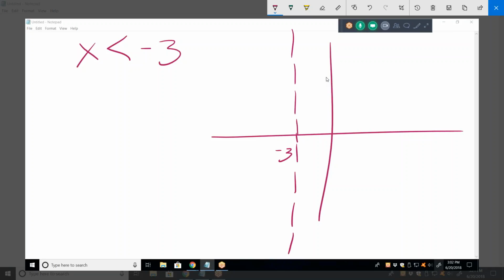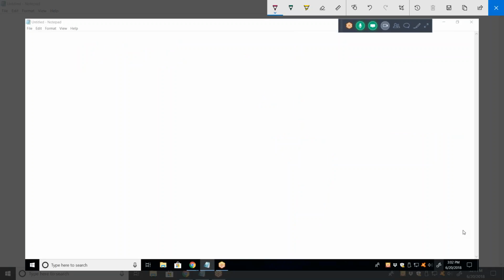Which side are you going to shade? I'm going to be shading the left. Okay. That seems simple enough. Yeah, it is actually. And then it has to be a dotted line too. Yes. Okay.